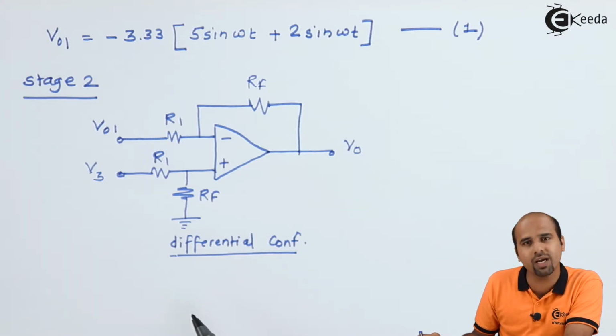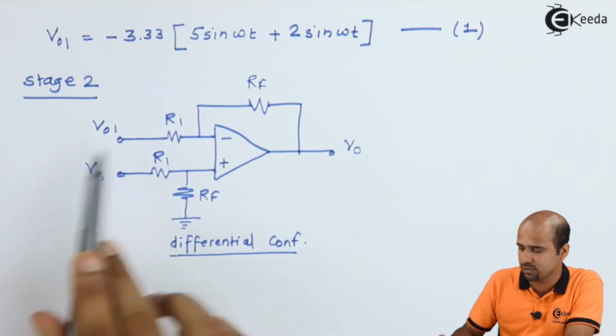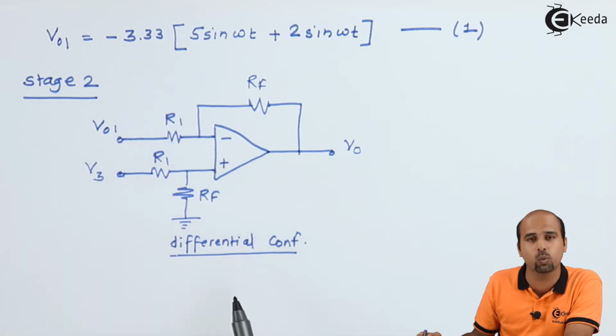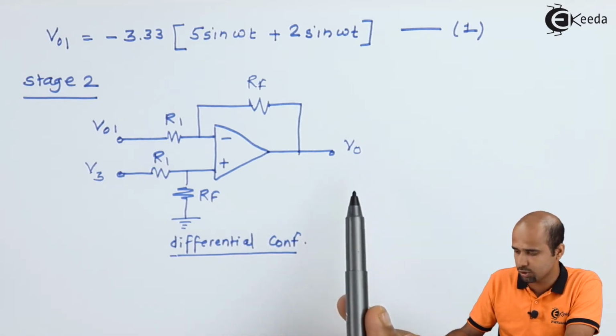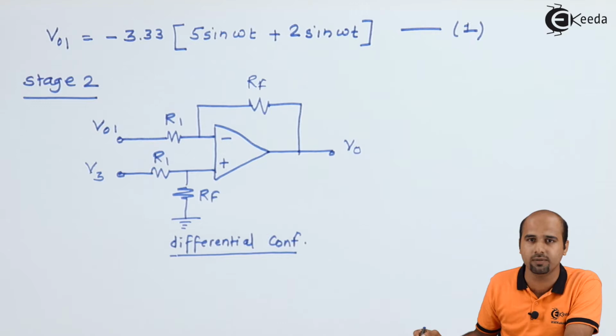Otherwise, what we can do, we can apply the superposition theorem and we can split up this particular circuit into two parts. One is with inverting configuration and another is with non-inverting configuration. Then clubbed together, we will be getting the value of VO. Okay, so the second process, we will proceed further with the superposition theorem.